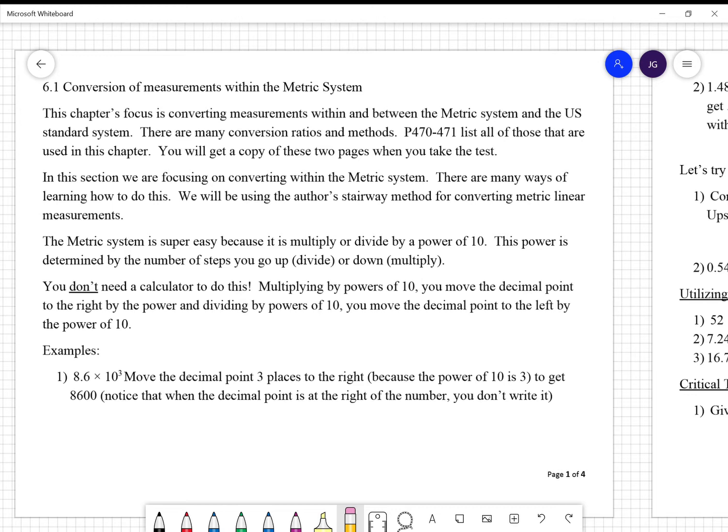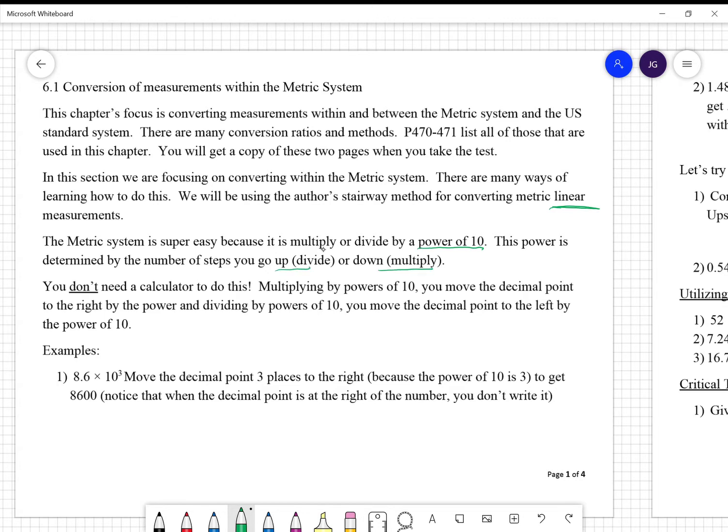In this section, we're just focusing on conversion within the metric system. There are many ways of learning how to do this. We will be using the author's Stairway method for converting metric linear measurements. The metric system is super easy because it is multiply or divide by a power of 10, which just means move the decimal to the right or to the left. If we're multiplying, the decimal goes to the right. If we're dividing, we're going to the left. The power, how many steps, right or left, is determined by the number of steps you go up or down.